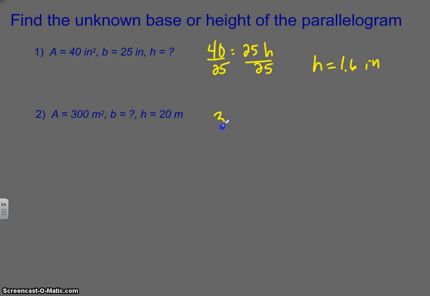Okay, here, area 300 equals base, which we don't know, times height, which is 20. Divide both sides by 20. We get B is equal to 15. And it is meters, because we're dealing with meters there. So again, that's how we're using the formulas. A equals B times H for parallelogram, and A equals 1/2 (B1 plus B2) times H for trapezoid. And I think, yep, that is all we have today.